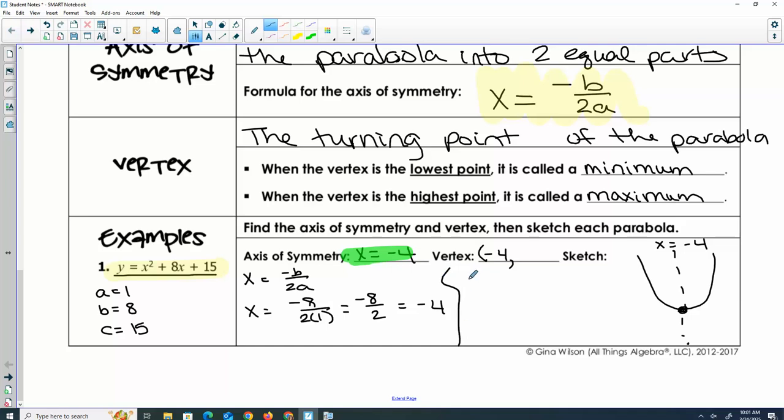So the equation is y equals negative 4 squared, notice how I put it in parentheses, plus 8 times negative 4 plus 15. You're welcome to do that on your calculator, but when you type it in your calculator, make sure you put parentheses around that negative 4. So type that in, and what do we get?